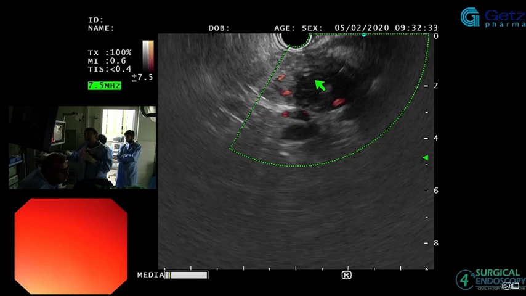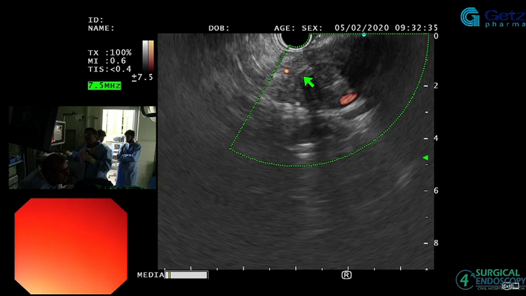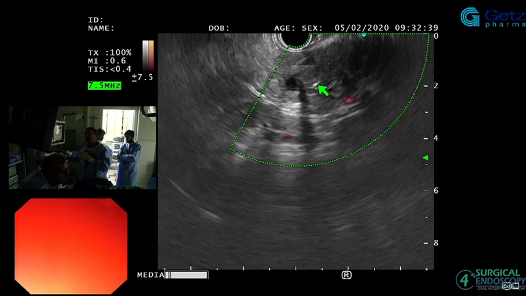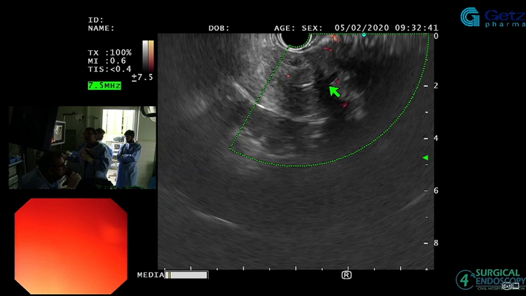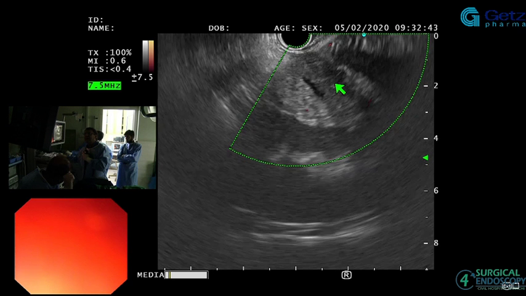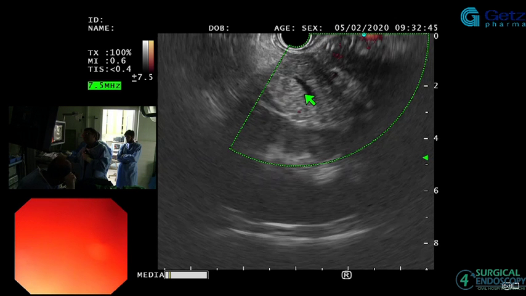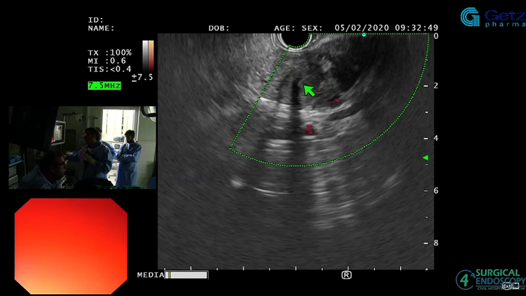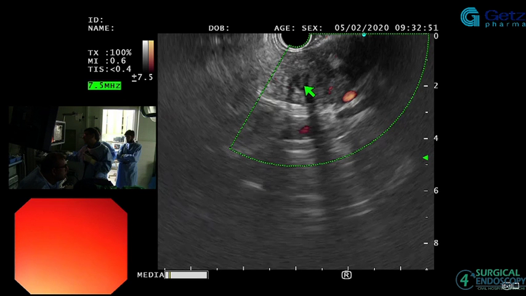There's a fluid collection. If I go a little bit further to the right from there, the duct appears again. You see that? Yep. I can see. Perfect example of disconnected duct. Okay. So what does that indicate? What do I need to do with cyst gastrostomy stents?